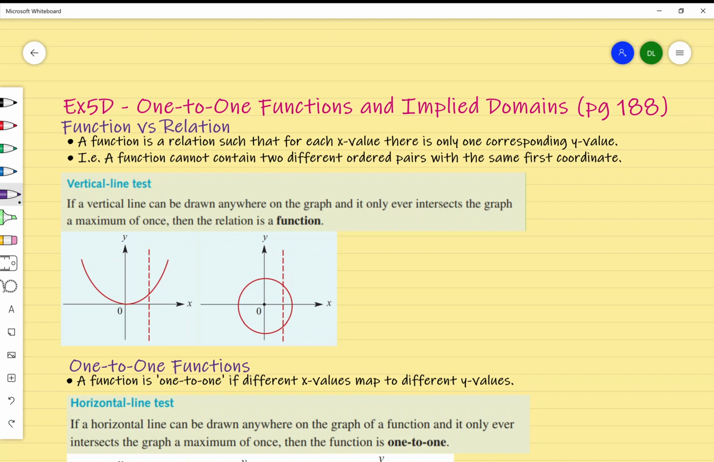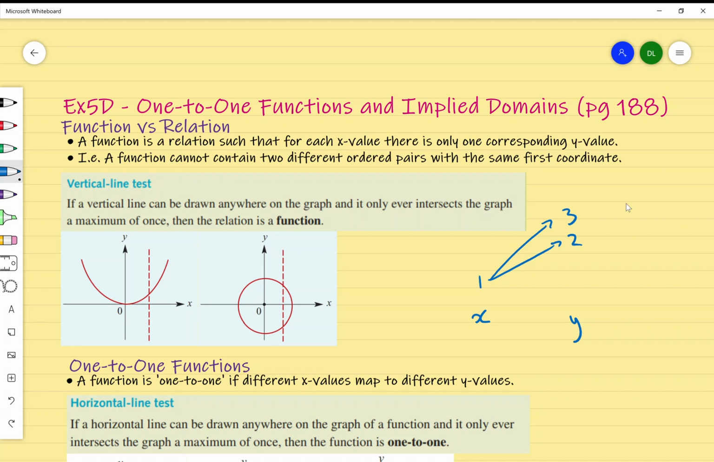If you remember our arrow diagrams, if I have my x values on the left and the y values on the right, if I have a value of 1, it has to go to one point there. It can't go to two separate points. What I've just drawn now is a relation and no longer a function. So a function has one corresponding y value for each x value.